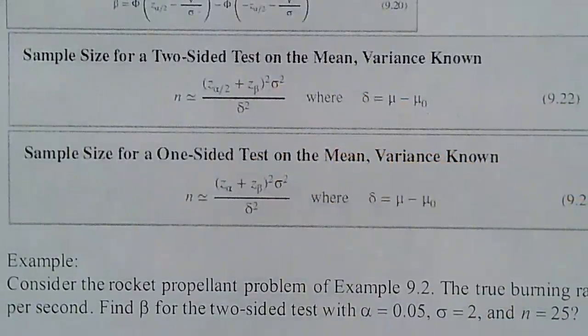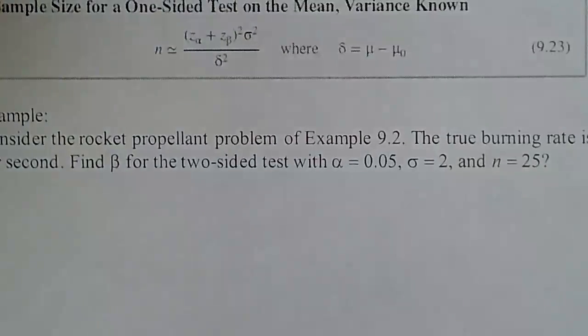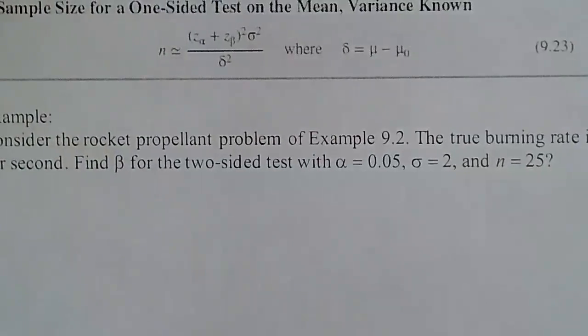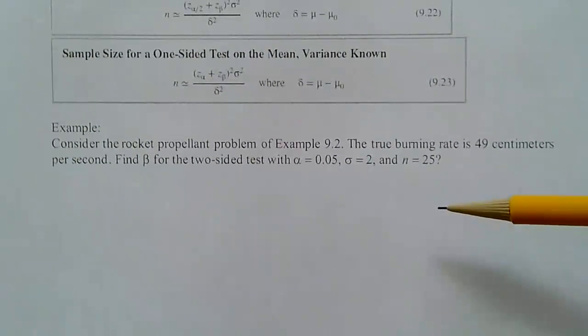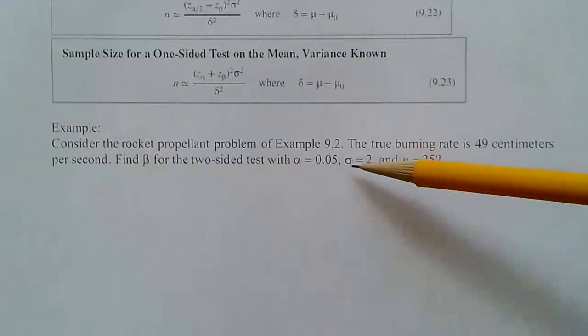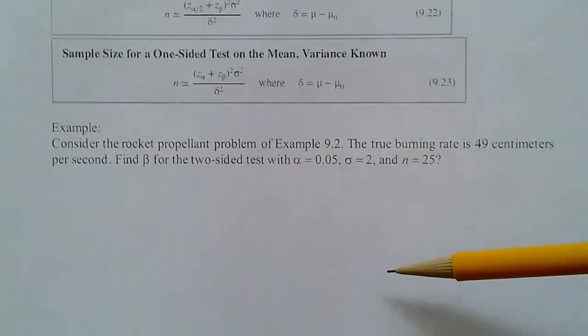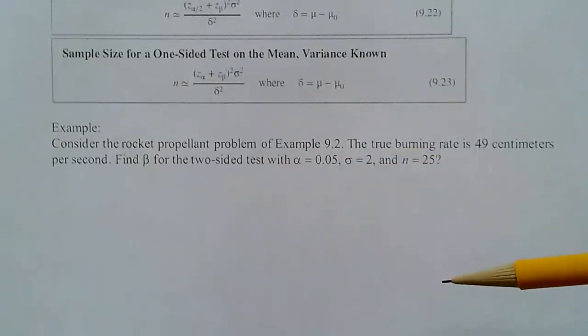So we're going to look and say, what is the type 2 error? What is beta, which also will allow us to calculate power. But what is type 2 error for the problem that we just did? The true burning rate is 49 centimeters per second. Our alpha is 0.05, and our standard deviation is still 2. Our n is 25. And so we're going to find out what that error was.